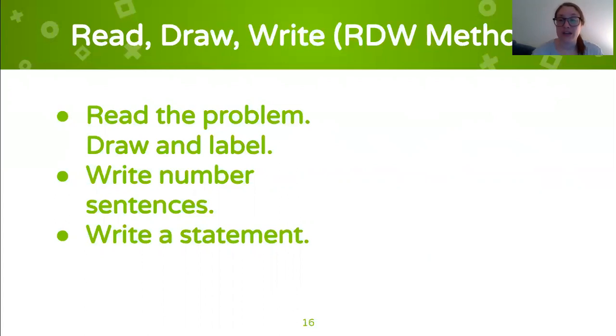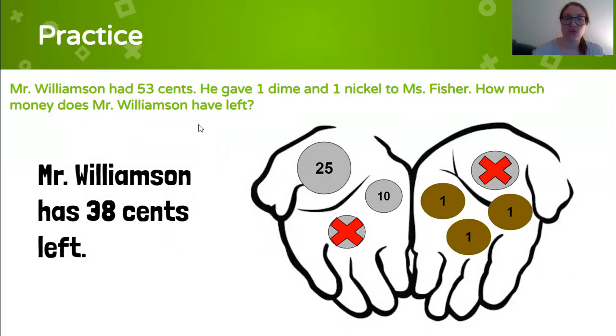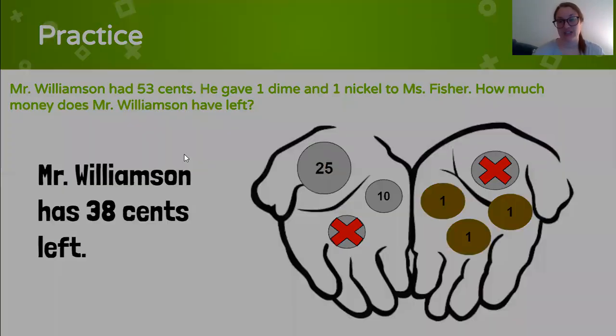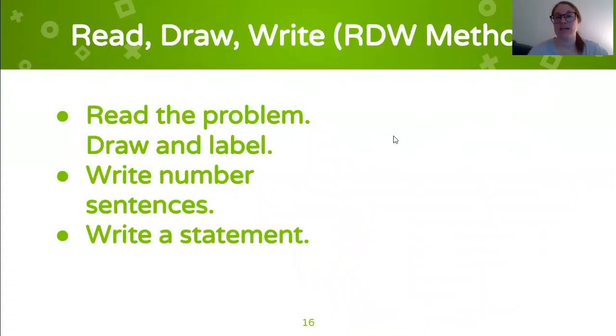Okay? Write a number sentence, so something plus something or something minus something, and then write out your statement. Answer the question, okay? The question here is, how much money does Mr. Williamson have left? You're answering that question. Mr. Williamson has 38 cents left. Second grade, we've done word problems before, so I know that you're going to do a great job. Just go slow. Be really certain that you're counting the exact value of your coins, and make sure to draw a picture to help you along the way, and you're going to do an excellent job.